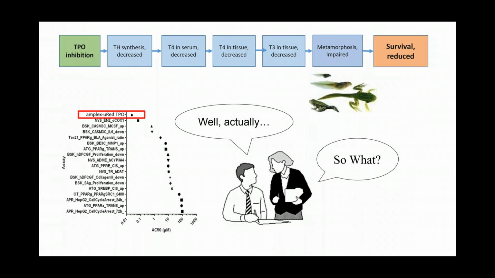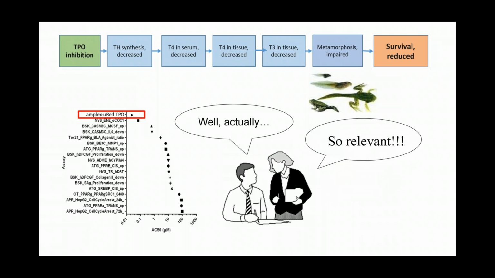This allows a risk assessor to come up with a hypothesis that TPO inhibition might be related to reduced survival of wildlife, and provides some well-documented relationships to things that you can measure to test that hypothesis. And so the relevance of this molecular change in an automated in vitro test is much more apparent to a non-expert.